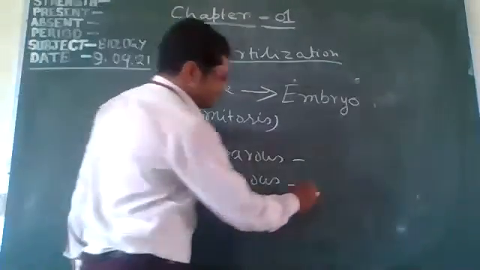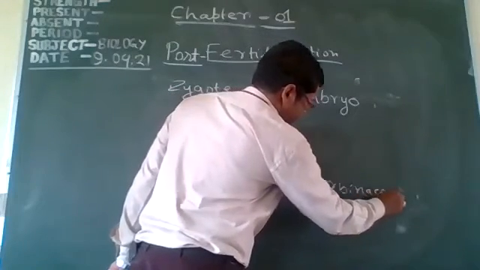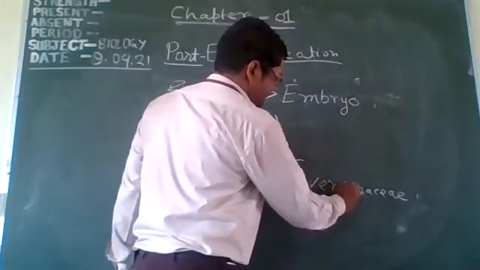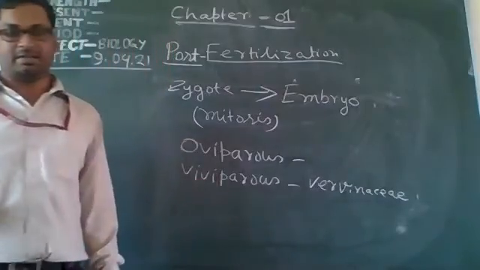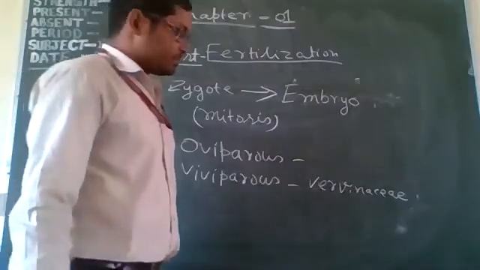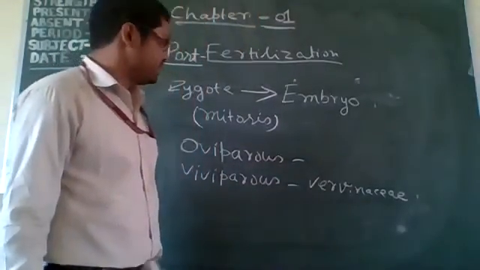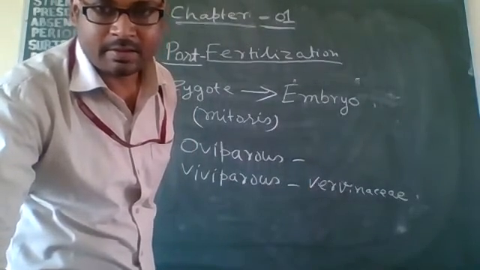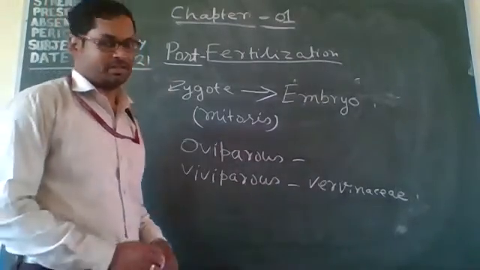the Verbenaceae family, the plants have viviparous germination. Mind it, viviparous germination. In which plants is there viviparous germination? The Verbenaceae family has the viviparous germination system.